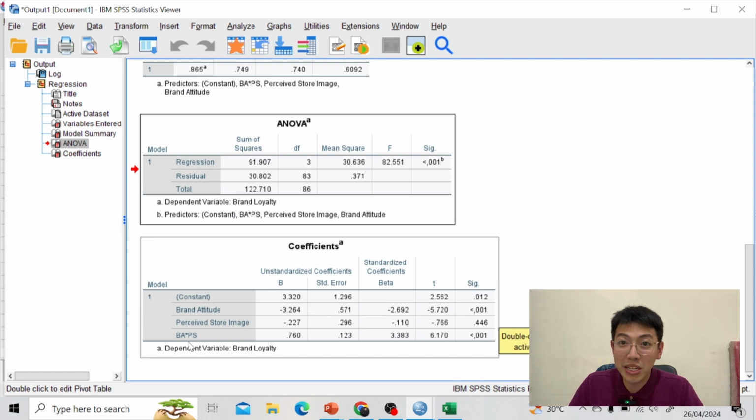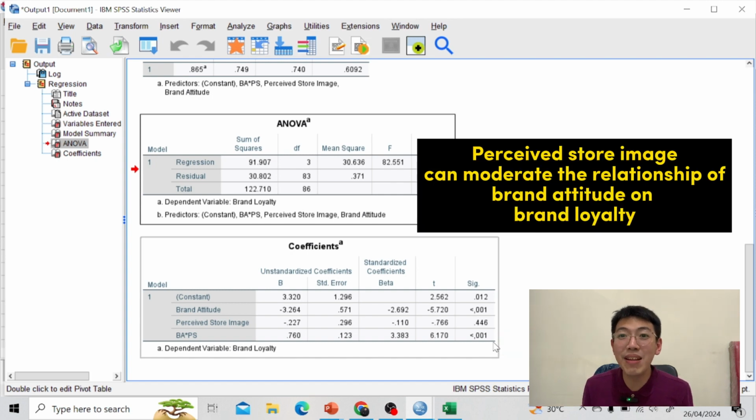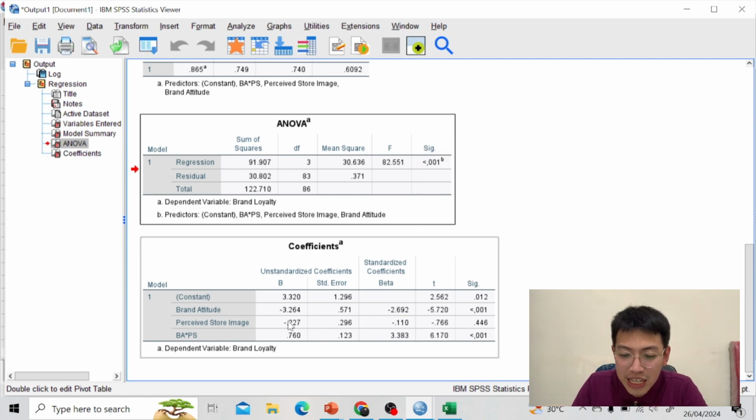Now, this is the important thing. We need to see the interaction variable. Brand attitude multiplied by perceived store image. If you see here, the result is significant. It is less than 0.05. In the other word, I can mention that perceived store image can moderate the relationship between the brand attitude and also brand loyalty. If you see here in the coefficient is positive.